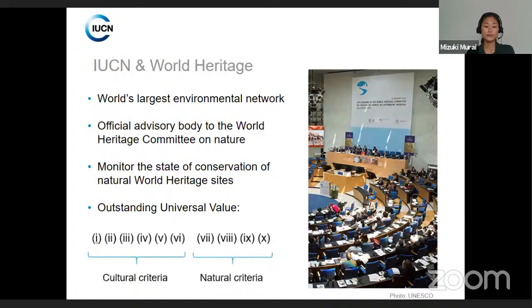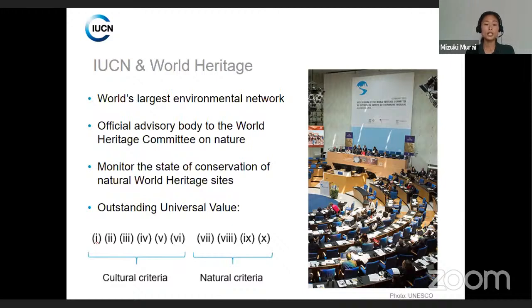Firstly, who is IUCN? The International Union for Conservation of Nature was created in 1948 and is the world's largest environmental network, comprising over 1,400 members from across the world. It has a secretariat and 6 expert commissions made up of more than 15,000 individual experts. IUCN works across a wide range of themes related to environmental and ecological issues. One of its unique roles is to serve as an official advisory body on nature under the World Heritage Convention.